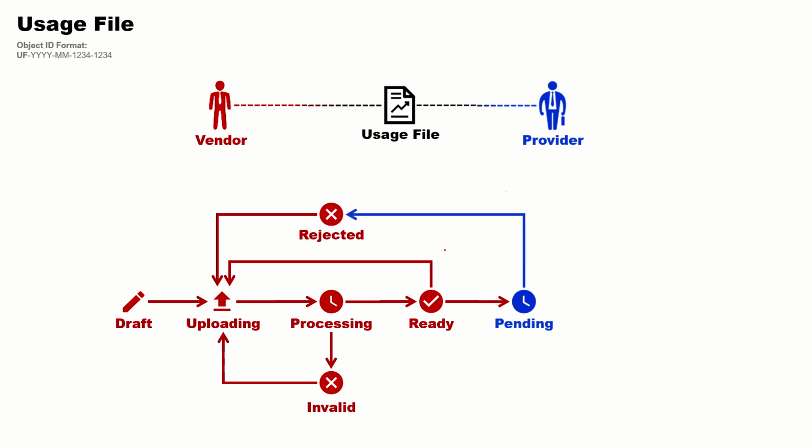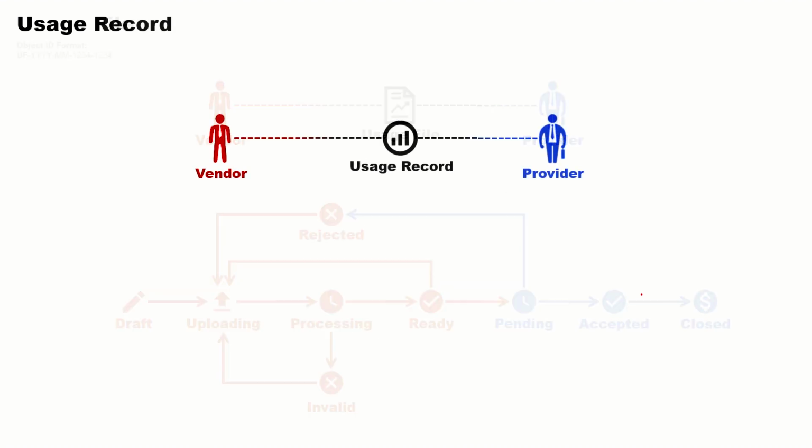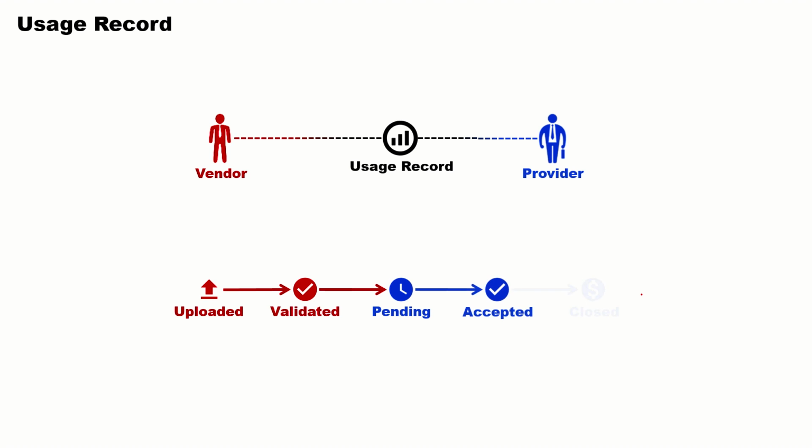The service provider can reject or accept this file, and once accepted, it will be used for the actual billing, and once all identifiers are reconciled, it will be closed. Each record basically goes through the same flow. It's uploaded, validated, pending, accepted, and closed. It's as easy as that.